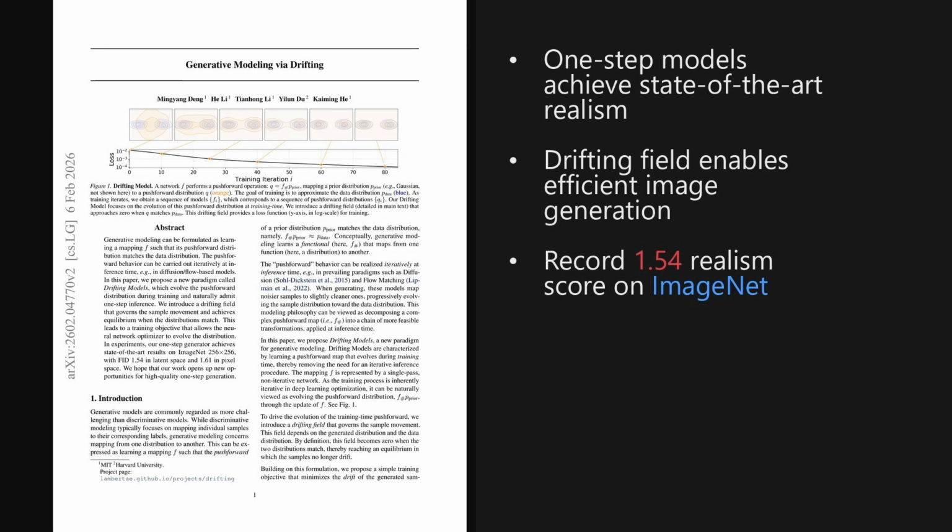So wrapping up, this work fundamentally challenges the idea that high-quality generation requires slow, iterative steps. By moving the distribution evolution to the training phase, drifting models achieve state-of-the-art results with just a single inference step. This opens a promising new direction that bypasses the complexity of diffusion solvers entirely.